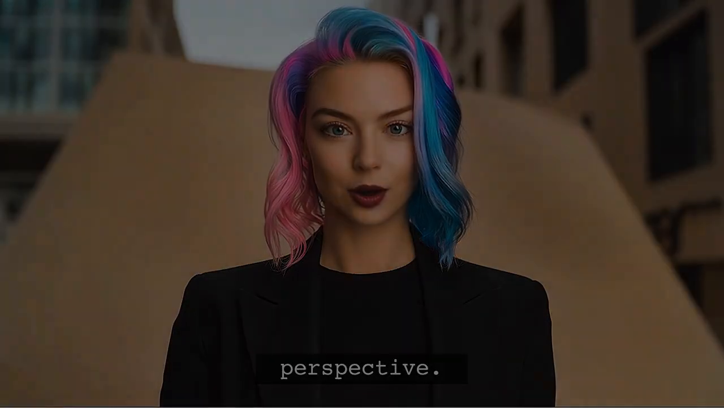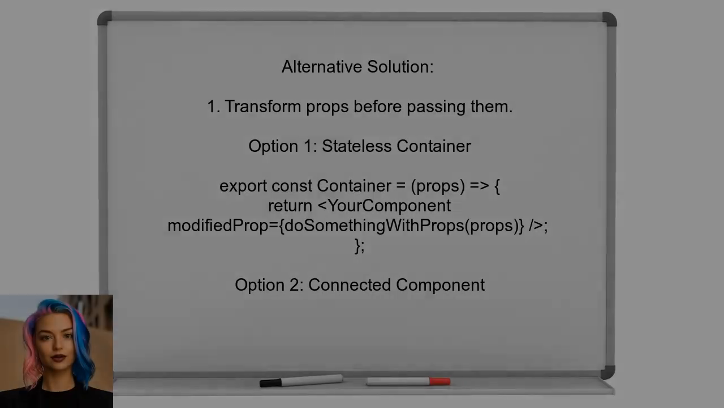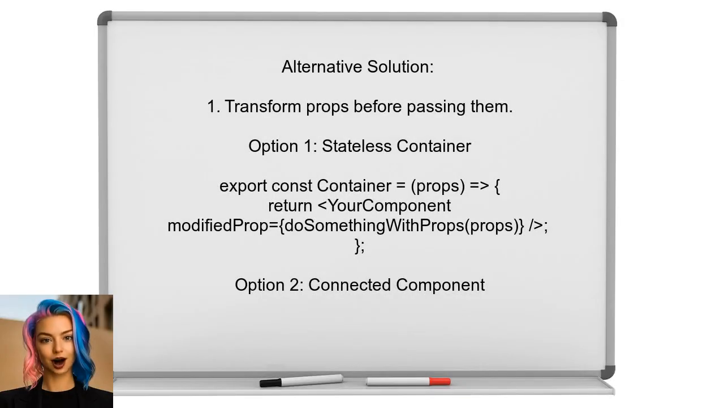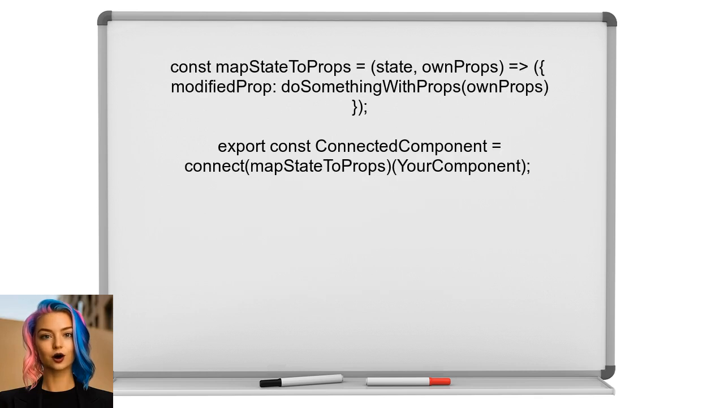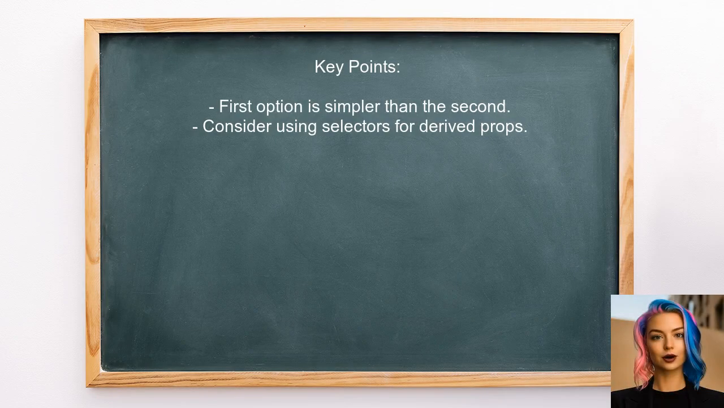Let's see another perspective. An alternative approach suggests transforming props before passing them to the component. This can be done in two ways. First, you can create a simple stateless container that modifies the props and then passes them to your component. Second, you can use a connected component with the mapStateToProps method to handle the transformation. The first option is a simpler version of the second.